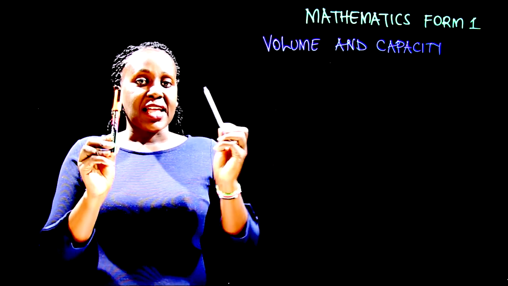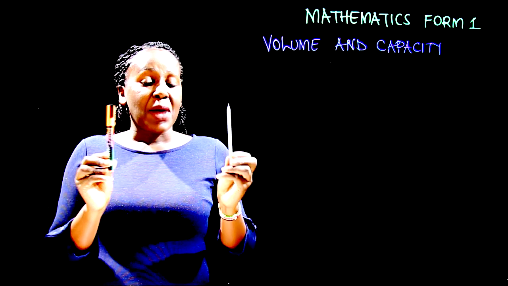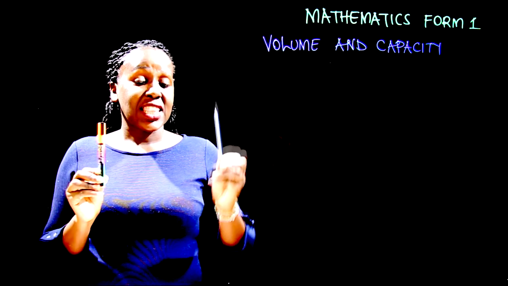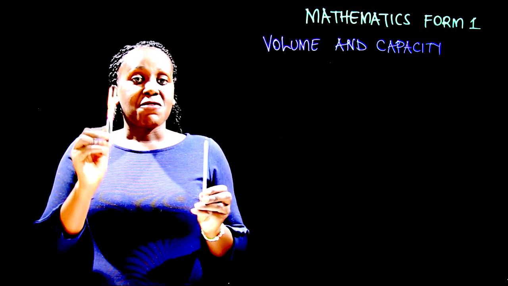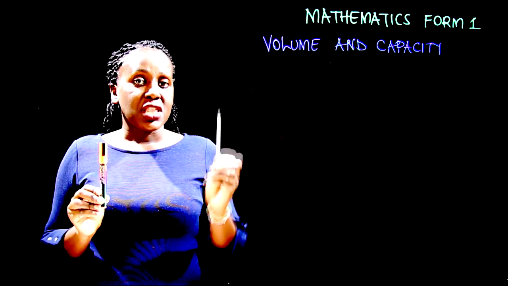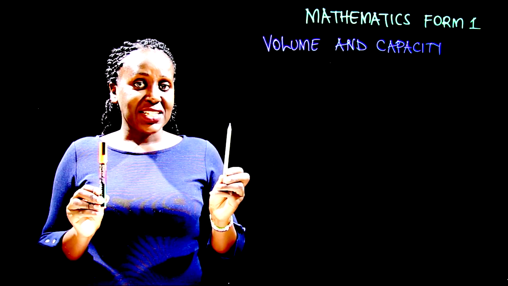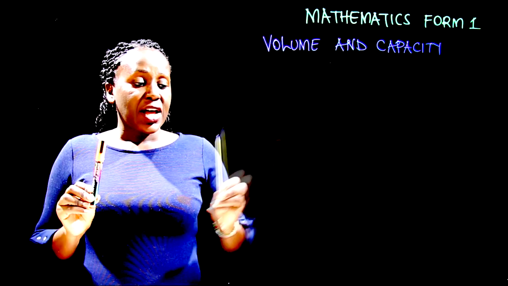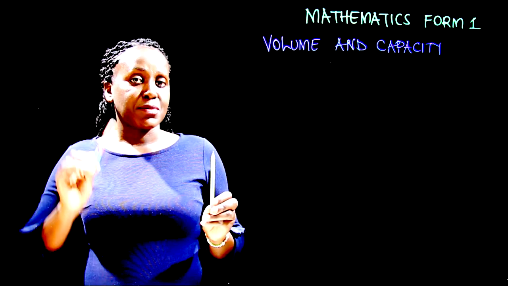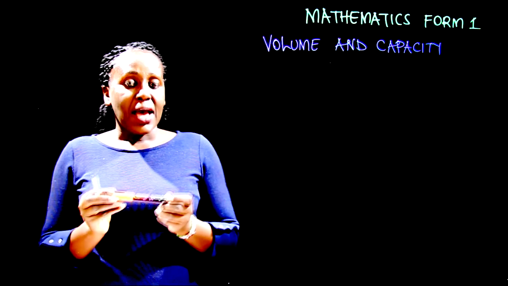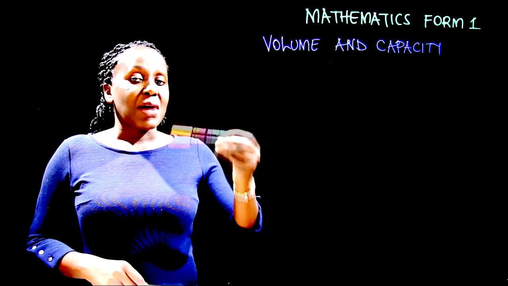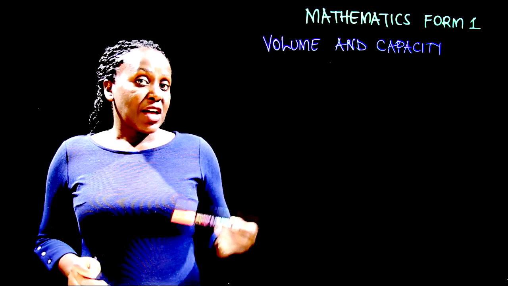Between this marker and this pen, which is occupying more space? The marker is occupying more space than the pen. That means that the volume of the marker is bigger than the volume of the pen. The volume of the marker is larger because the marker is occupying more space. So when you determine the space occupied by this marker, you must use units to describe that volume.